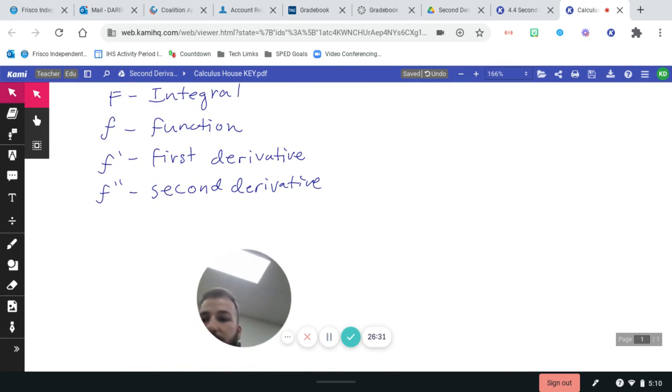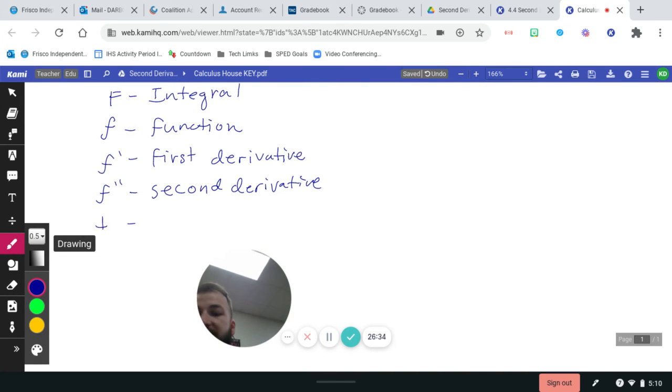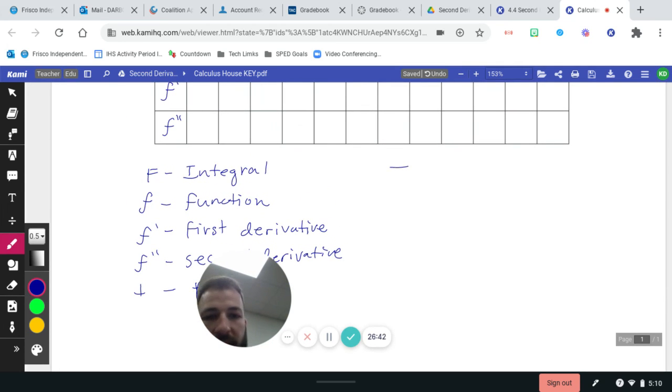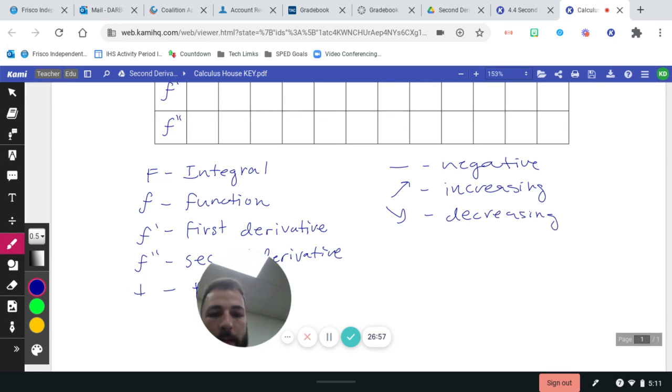positive, the plus sign means positive. Negative sign means negative. Upwards arrow means increasing. Downward arrow is decreasing. Uppercase U is concave up. Lowercase or upside down U is concave down.